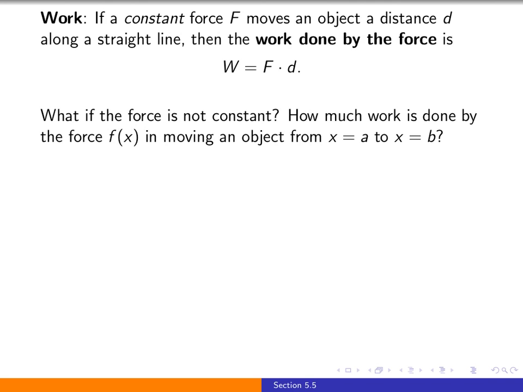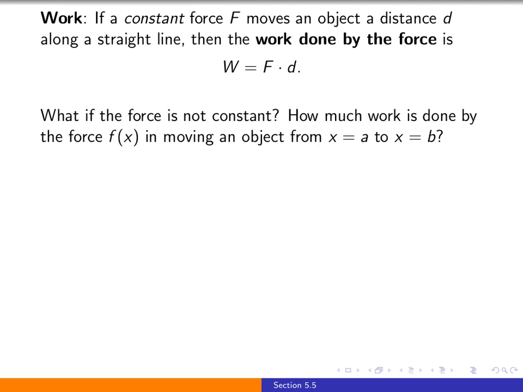In this example, we will investigate our final application of the definite integral, using it to calculate work. So the starting point for this conversation is to remind you, if you have a constant force, the key word here being constant, and it moves an object a distance d in a straight line, then the work done, and this is probably the formula we've all encountered in the past, is force times distance.